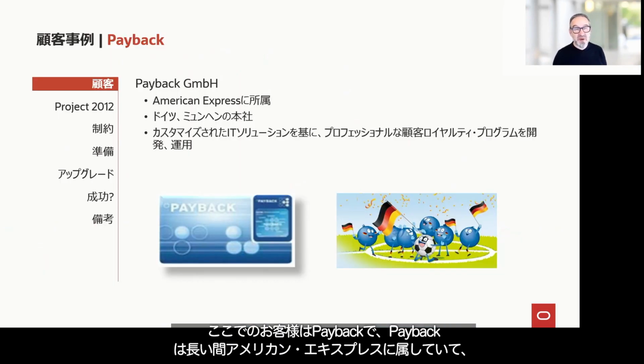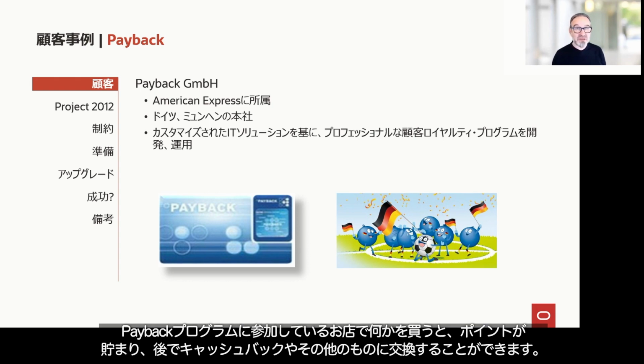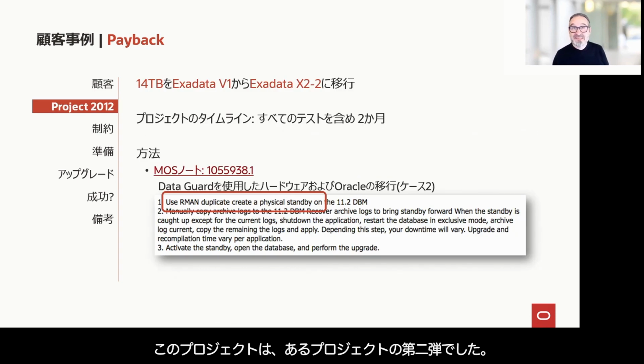So the customer here is Payback, and Payback belongs to American Express for a long while. They're headquartered here in Munich, and they run the largest customer loyalty program in the world with a card. So you buy something in a store which participates in the Payback program, and you get points which you can redeem later on for cashback or for other things. And you get vouchers and promotions and all that. And in exchange, you tell Payback a lot about your purchasing patterns.